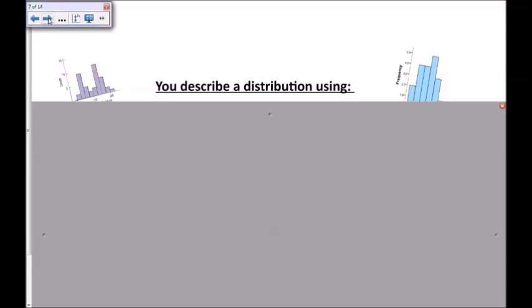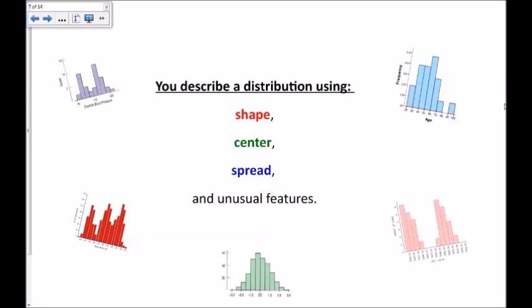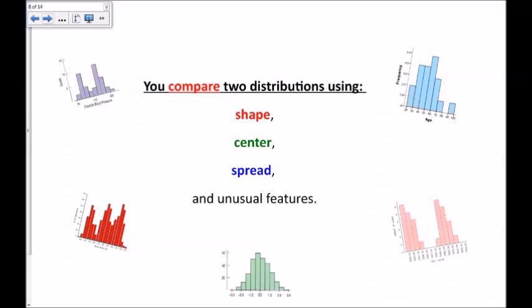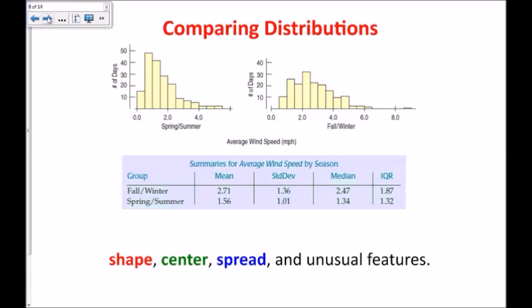Here's a quick review from last chapter. When you describe a distribution, you talk about shape, center, spread, and unusual features. When you compare two distributions, you should use shape, center, spread, and unusual features. You compare with the same types of things that you use to describe a distribution. Here's an example. We've taken the wind speed data and broken it between spring-summer versus fall-winter. And we compare the shape, center, spread, and unusual features for these two distributions.